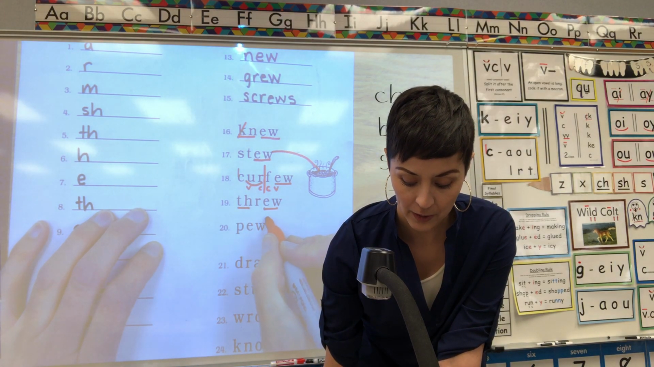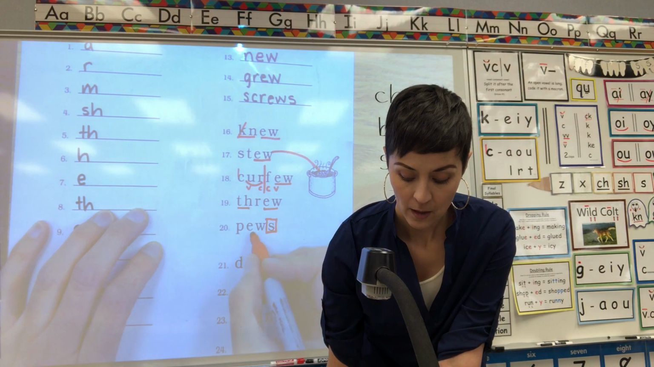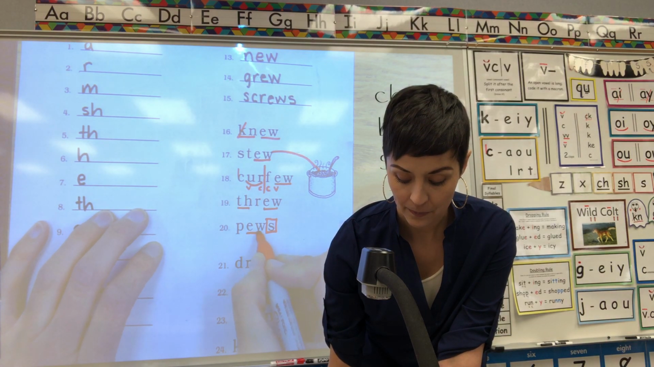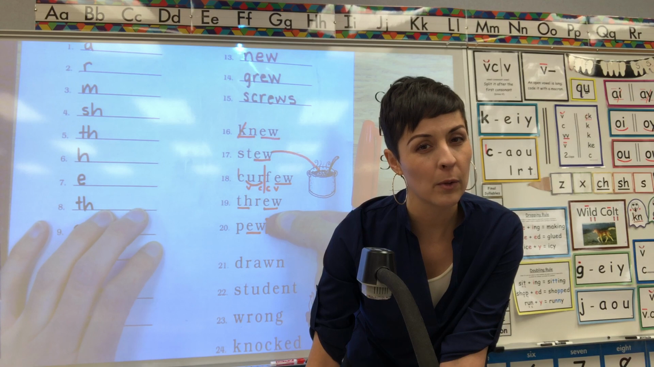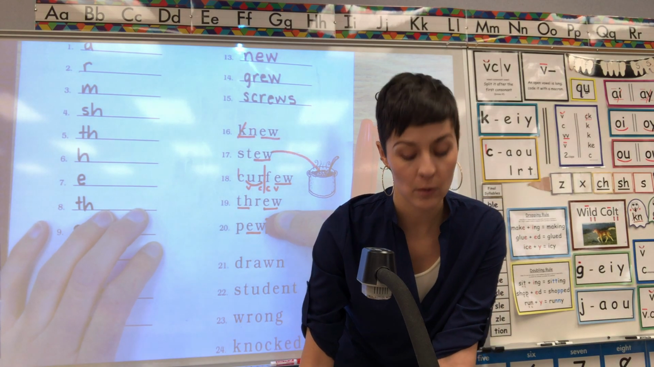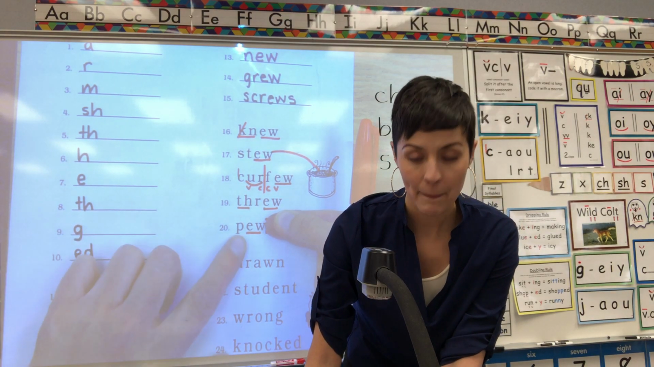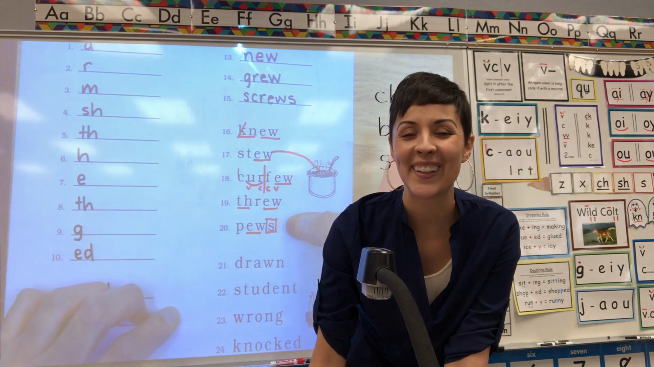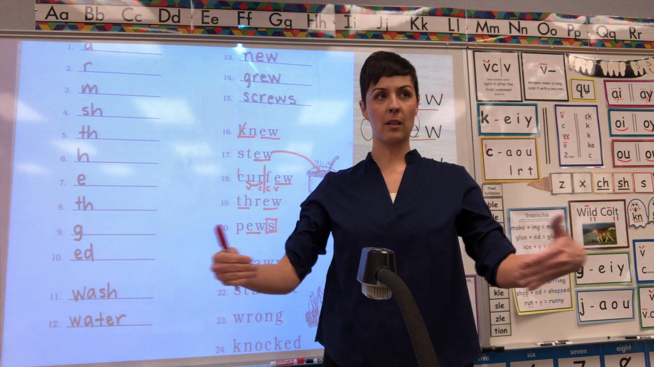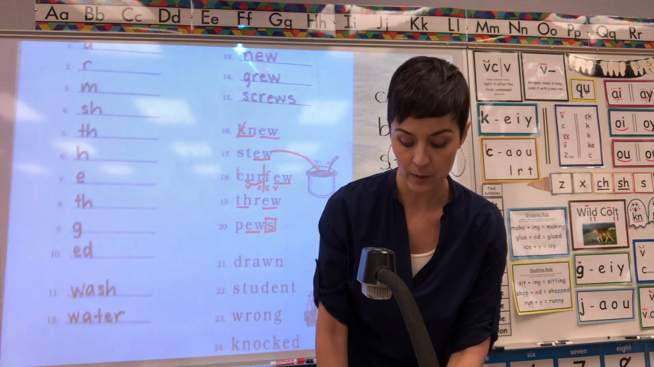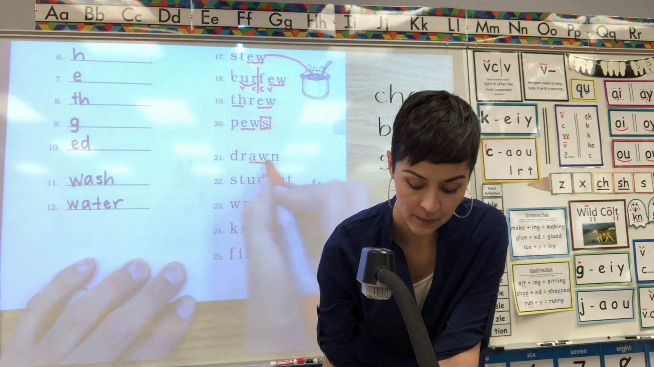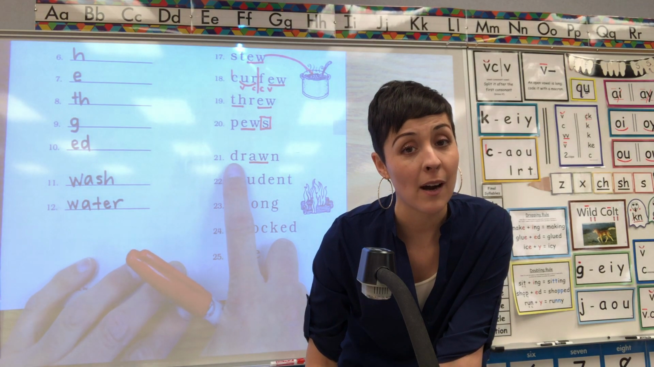20, box your suffix S. Root word, EW says you, underline. Okay, can we read just the root word first on EW says you, starting on P, get ready. P, you, whole word, pews. You got it. Pews are like benches where people might sit. Pews. 21, AW says ah, underline. Will you read it with me, starting DR, get ready.